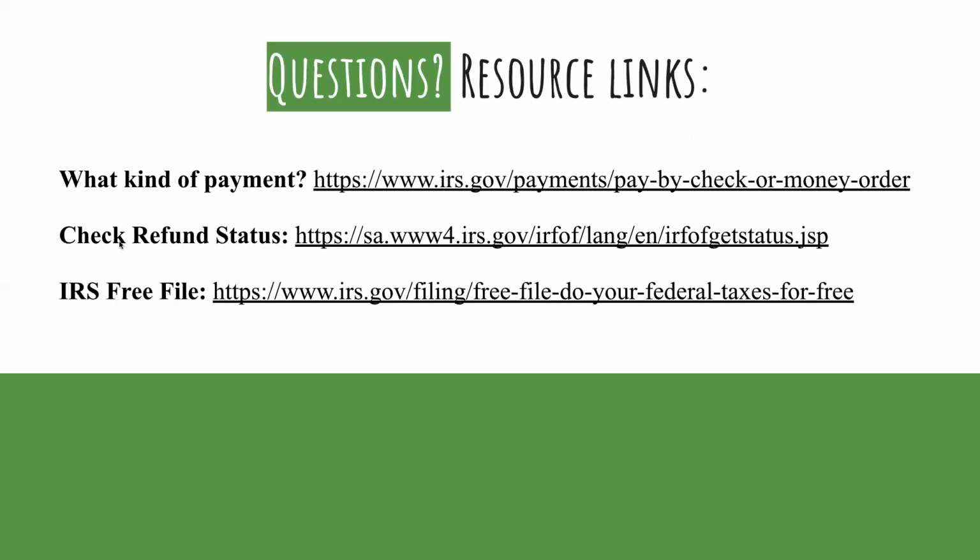So here are some resource links. The different kinds of payments that you can pay the IRS with if you do owe taxes: by check or money order, or using your account and routing number. And then your check refund status, which is what we talked about, which is really helpful. And then the IRS Free File website. So feel free to copy and paste these, look them up just by name. It will show you the different kinds of information that you'll need in order to get your taxes done and in on time.